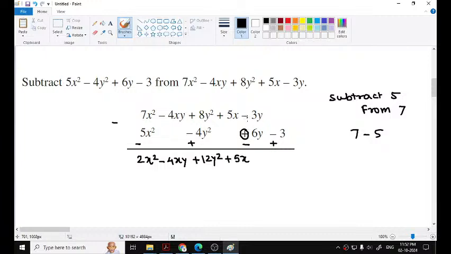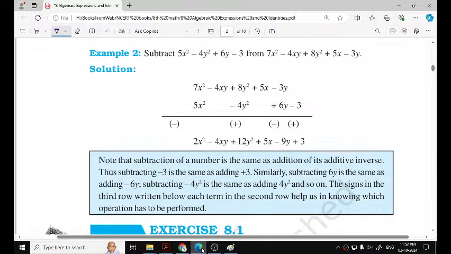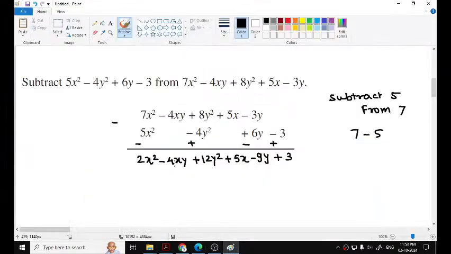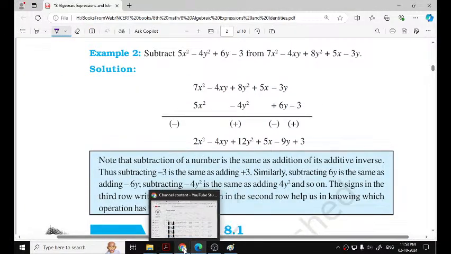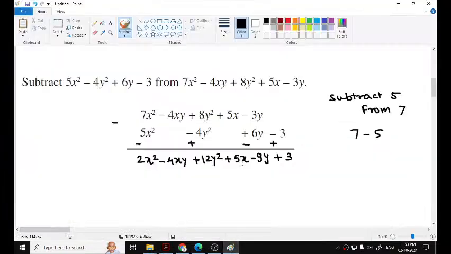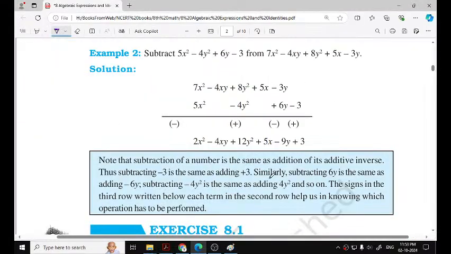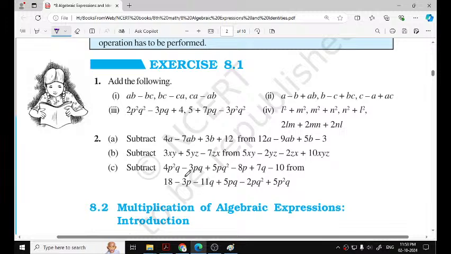Ignore this sign. Minus 3, negative 3 and negative 6. So in all they become minus 9y and plus 3. This is how we subtract the given polynomials or algebraic expressions: 2x square minus 4xy plus 12y square plus 5x minus 9y plus 3. Right. Now we can add and subtract the expressions in exercise 8.1.